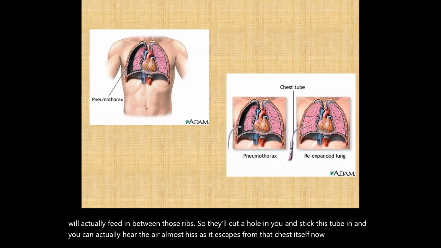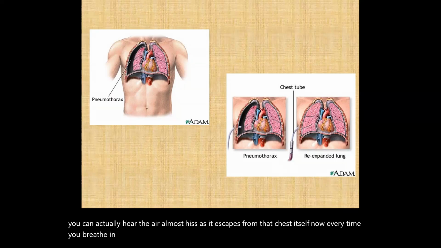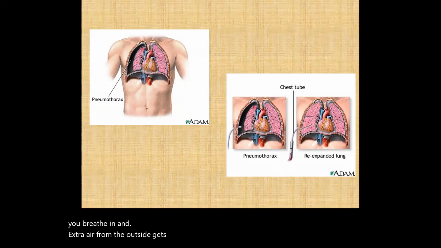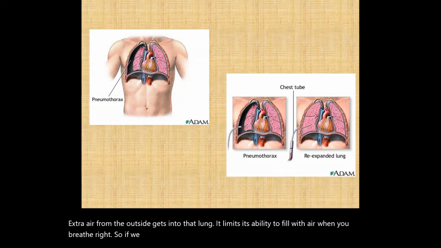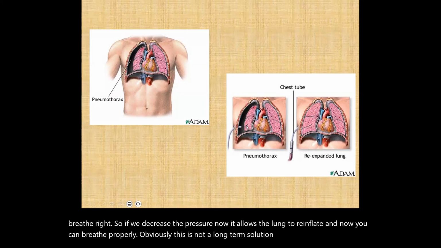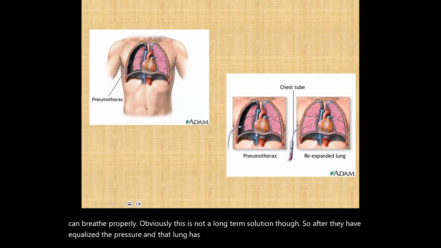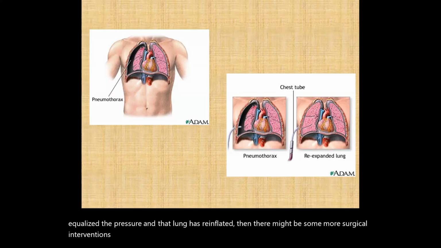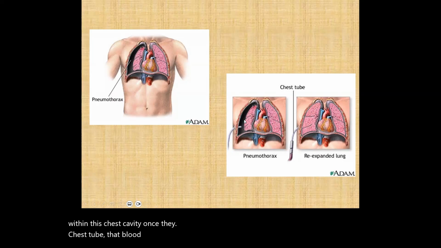Now, every time you breathe in and extra air from the outside gets into that lung, it limits its ability to fill with air when you breathe, right? So if we decrease the pressure, now it allows the lung to re-inflate, and now you can breathe properly. Obviously, this is not a long-term solution, though. After they have equalized the pressure and that lung has reinflated, then there might be some more surgical interventions necessary. In the case of a hemothorax, where there's blood now trapped within this chest cavity, once they insert that chest tube, that blood will run out, those pressures will equalize, that lung will reinflate, and breathing should come back to normal.